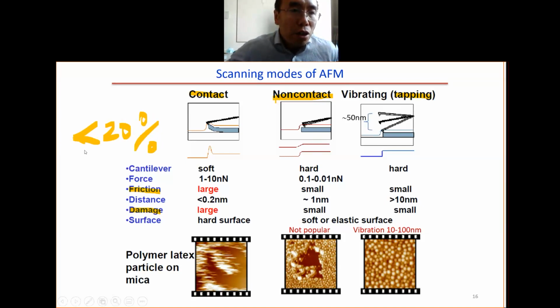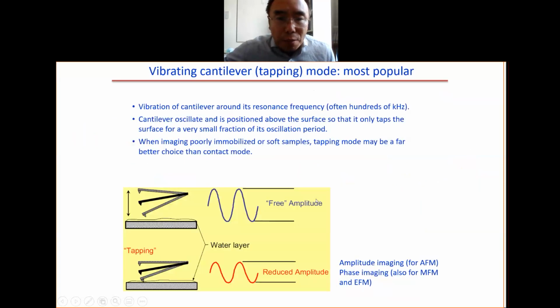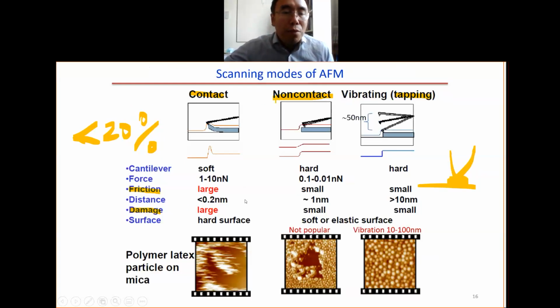If the humidity of the environment is less than 20%, this will work. Otherwise, if the humidity is high, you always have some water. The tip will have some water condensation, so you cannot maintain a 1 nanometer distance. Effectively, you will touch the sample. So again, this mode is available but not popular. It only works when the humidity is low.